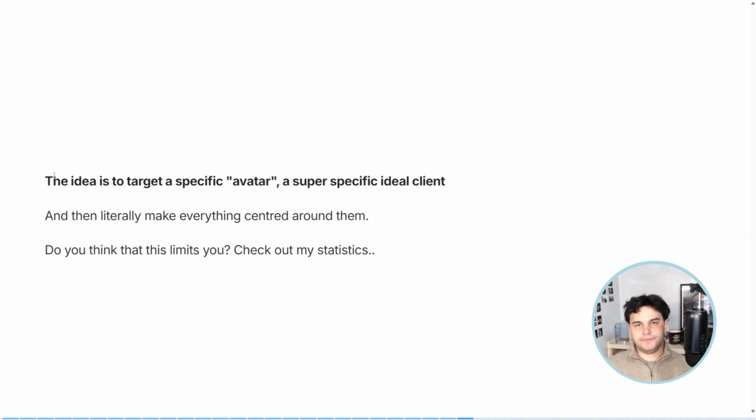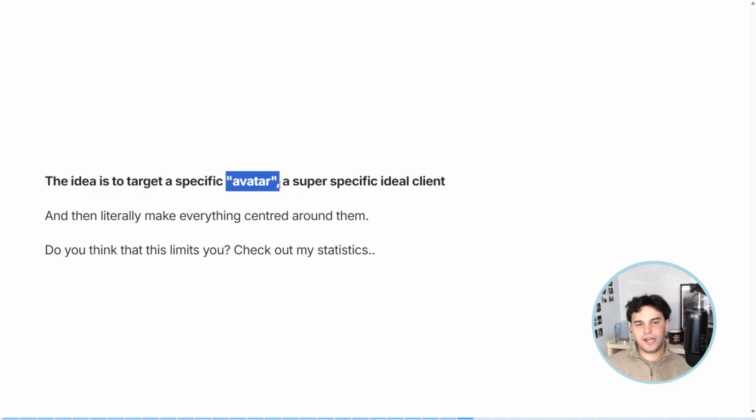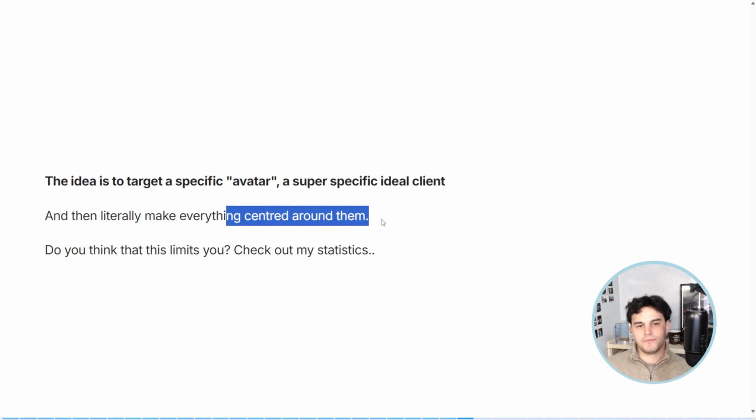Now, here's the idea of the niche. The idea is to target a specific avatar. That's specific terminology, but essentially an avatar is just a super specific ideal client. Now, I'm going to break down exactly how to actually create this, but essentially what you want to do is create this avatar, create this super specific ideal client, and then literally make all of your content, all of your product, all of your marketing, all of your messaging centered around them.